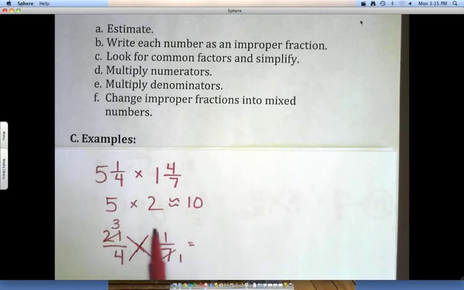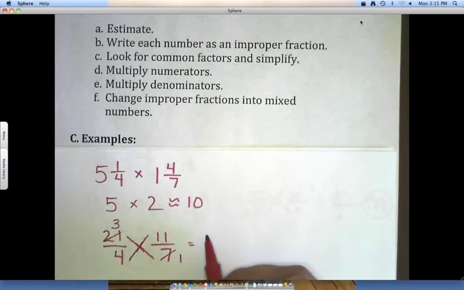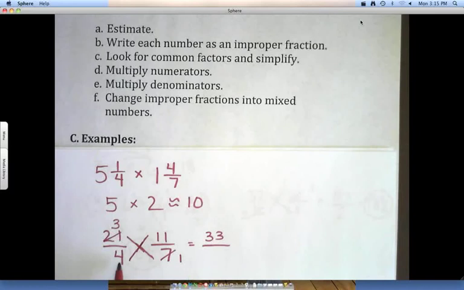When I multiply my numerators straight across, step D from up above, 3 times 11 is 33. Step E, multiply my denominators, 4 times 1 is 4. Now, when I simplify this problem, I know that 8 times 4 is 32. So I'm going to have 1 left over. My denominator stays the same. So the correct answer is 8 1/4. And again, my estimate was 10, relatively close. And again, an estimate is an estimate.